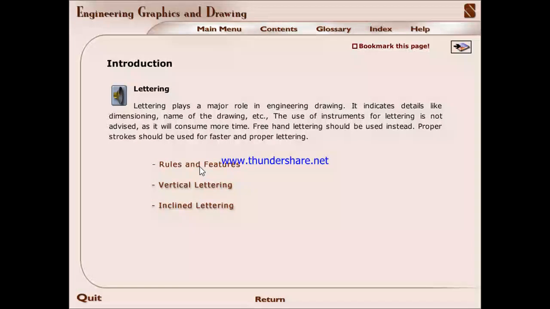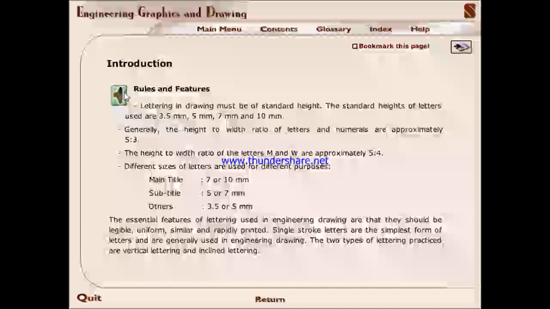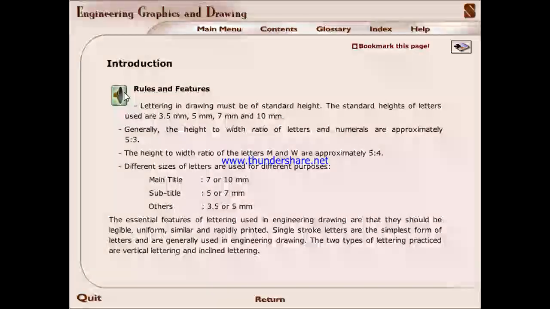In lettering, there are some rules and features. Let us see. Lettering in a drawing must be of standard height. The standard heights of letters used are 3.5 mm, 5 mm, 7 mm and 10 mm. Generally, the height to width ratio of letters and numerals is approximately 5:3.